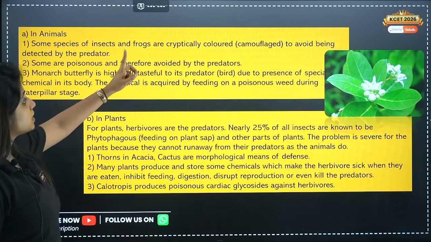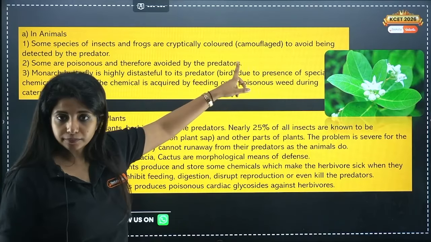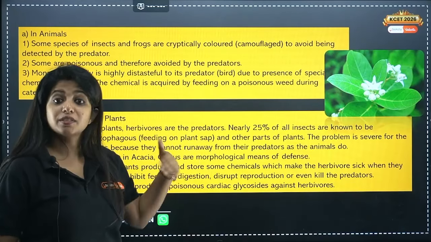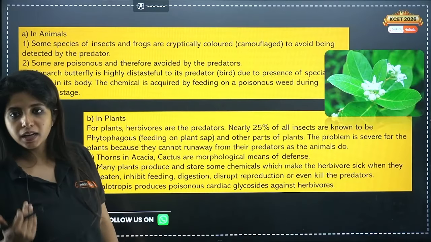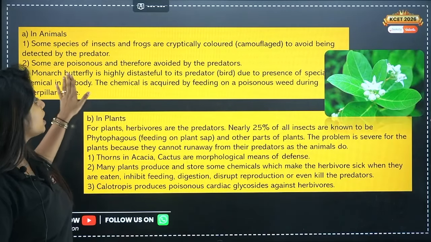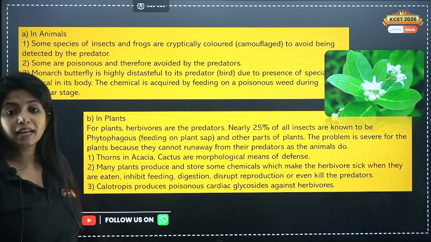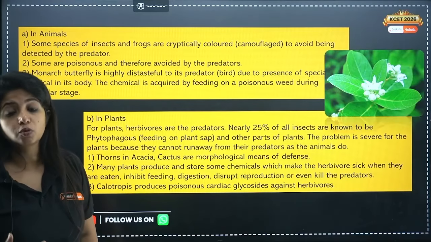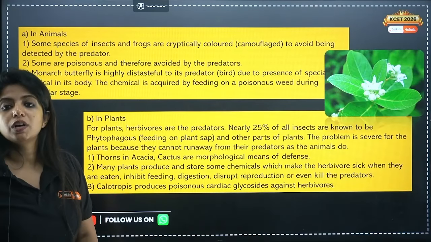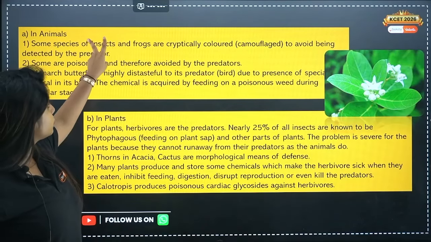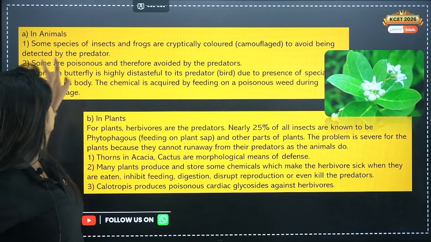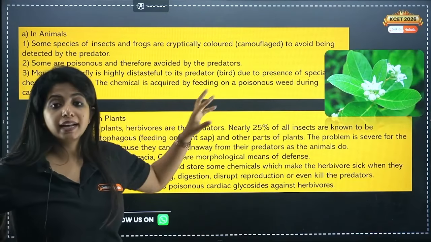Now, some are poisonous and therefore avoided by predators. Some organisms are poisonous, which is why no other organism comes and eats them. For example, the monarch butterfly. My dear children, this is highly distasteful, which is why no organism will prefer to eat it. So please remember two examples: one is insects and frogs showing camouflage, and the second is the monarch butterfly, which is highly distasteful.